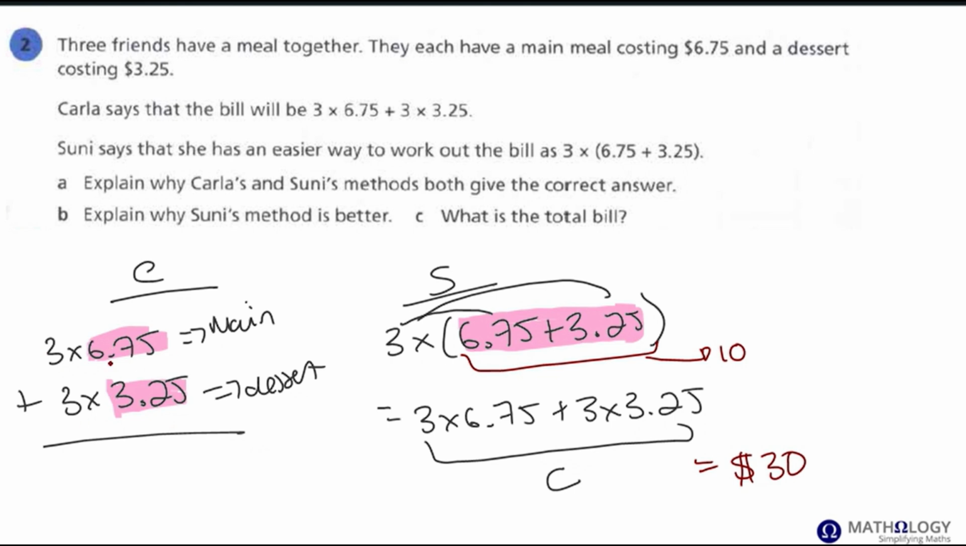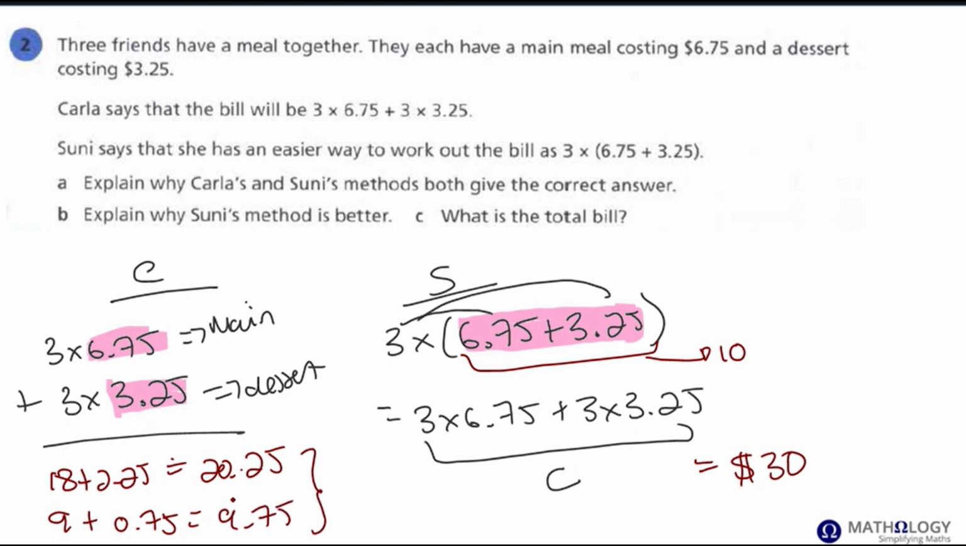We can do that. 6.75 times 3: 75 cents times 3 is $2.25, and 6 times 3 is 18. So we'll have 18 plus $2.25, which is $20.25. Then 3 times $3.25: 3 times 3 is 9, and 25 cents times 3 is 75 cents. That gives us $9.75, and then if we add $20.25 plus $9.75, we are going to get $30.